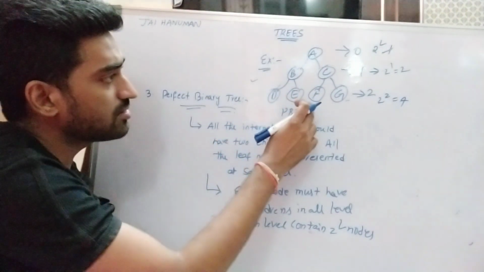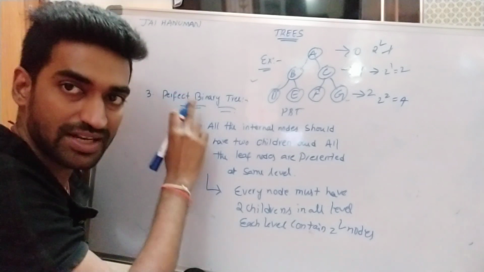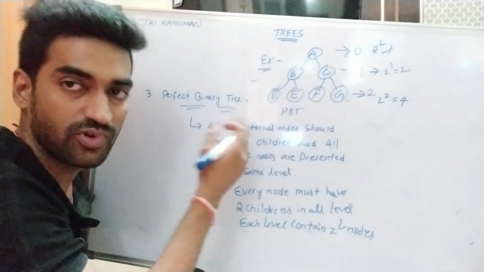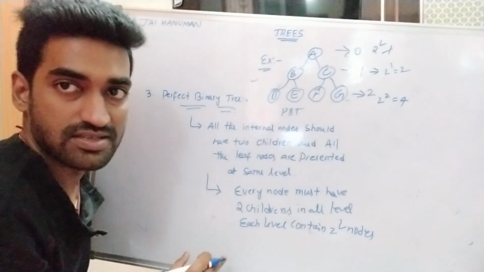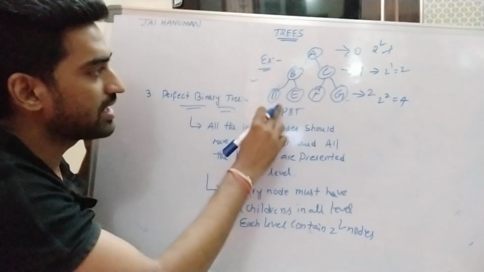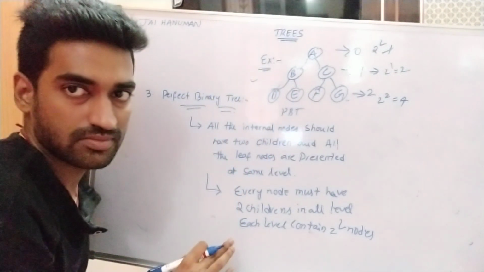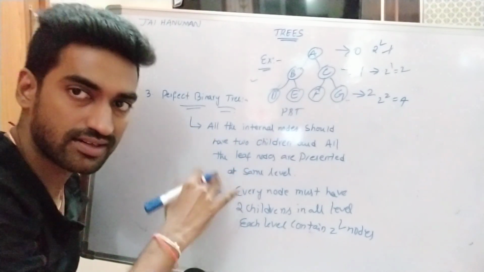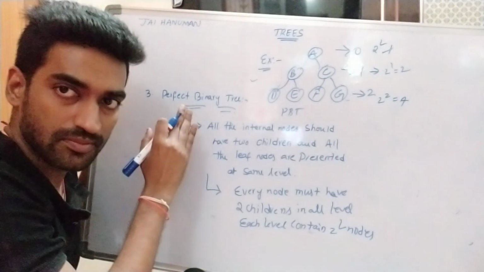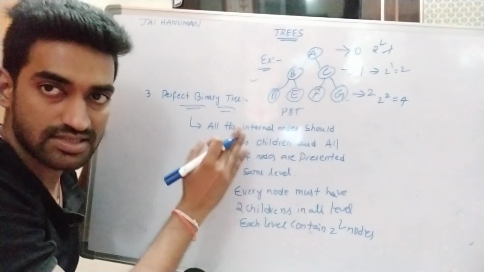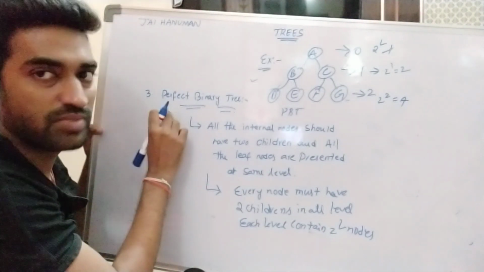So all the perfect binary trees are complete binary trees as well as full binary trees or strict binary trees. But vice versa is not possible, right? Every perfect binary tree is a complete binary tree as well as a full binary tree. It satisfies the properties of a full binary tree as well as a complete binary tree. But not all complete binary trees and full binary trees are perfect binary trees, right? So this is about perfect binary trees, right?